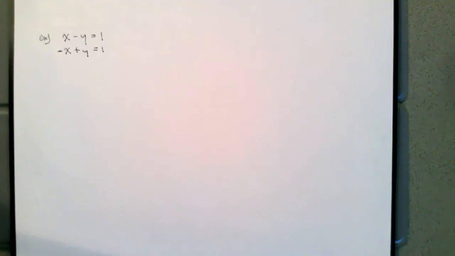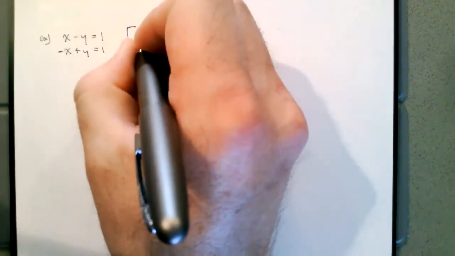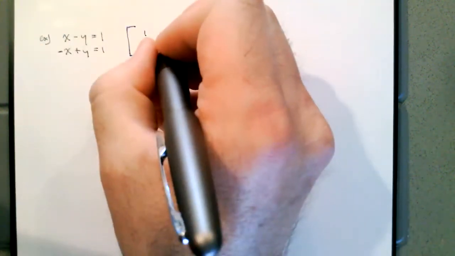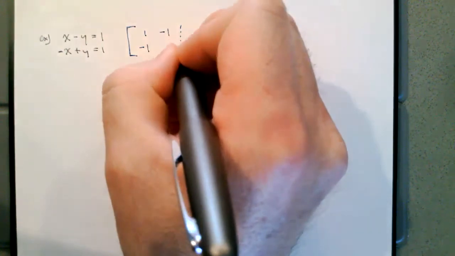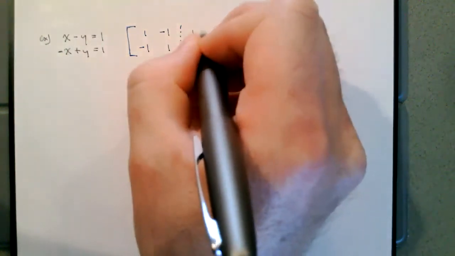Now, we know that there are no solutions, so we should expect some shenanigans to show up when we're doing these operations. So let's first write down the augmented matrix. The x column is 1, -1. The y column is -1, 1. And the constant column is 1, 1.